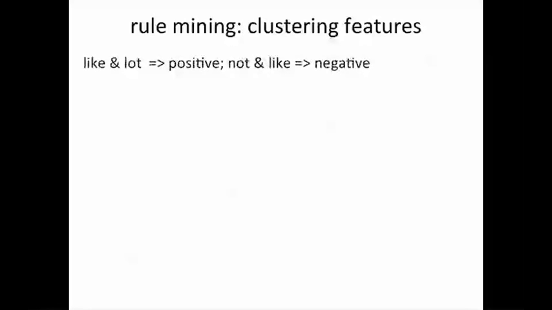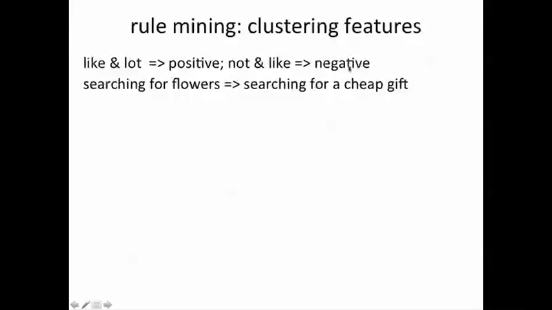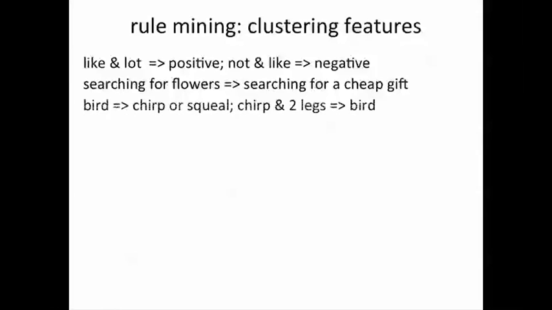For example, we might want to discover rules which say that if you have like and lot in a comment, then it's very likely to be positive. If you have not and like in a comment, it's very likely to be negative. Similarly, one might like to find a rule which says that searching for flowers means that one is searching for a cheap gift. Or in the case of the animal example, if an animal is a bird, then it chirps or squeals. If an animal chirps and has two legs, then it is a bird.